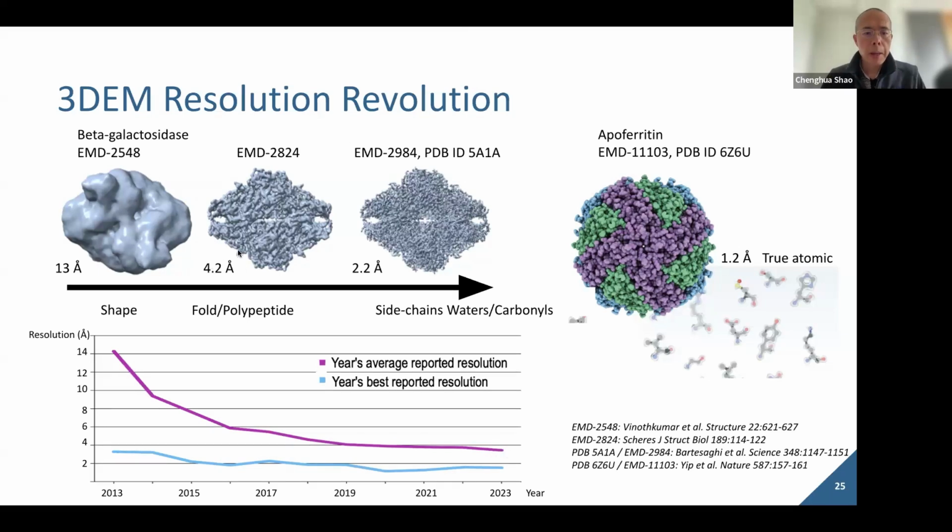The three maps above show that with higher and higher resolution, you can see more and more details from the 3D-EM map. Ultimately, for apoferritin, a special case, you can observe the map at up to 1.2 angstrom resolution, which is truly atomic. You can see the fitting for each atom between the map and the model. I want to emphasize that apoferritin is a special case with high symmetry and very high molecular stability, which allows researchers to get a very high resolution on this molecule.